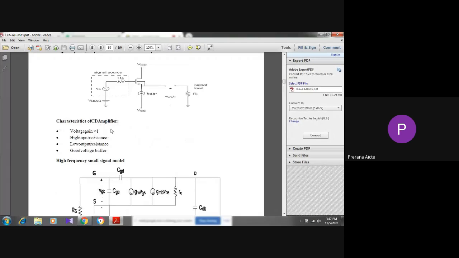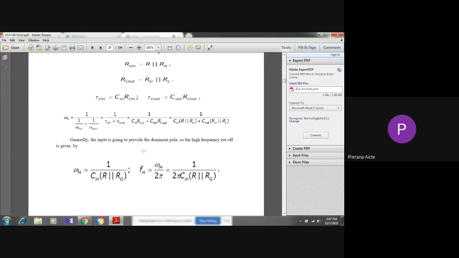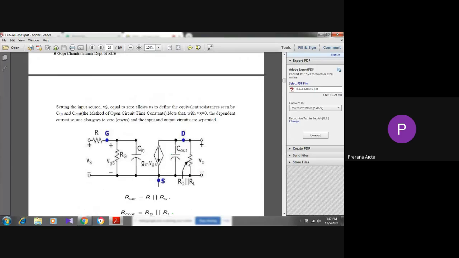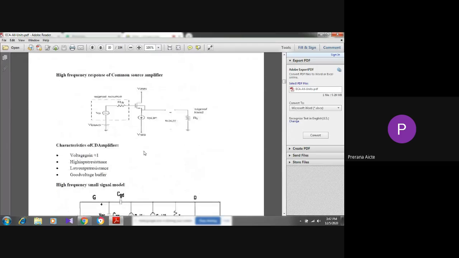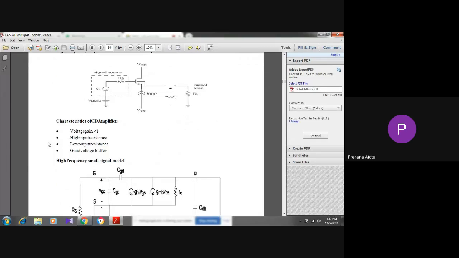Characteristics of common drain. Till now we have seen the common source amplifier. Let's see the common drain amplifier. In common drain, gate is the input terminal and source is the output terminal. What are the characteristics of this common drain? Voltage gain approximately 1, high input resistance, low output resistance, and it is a good voltage buffer. It can be used as a good voltage buffer.